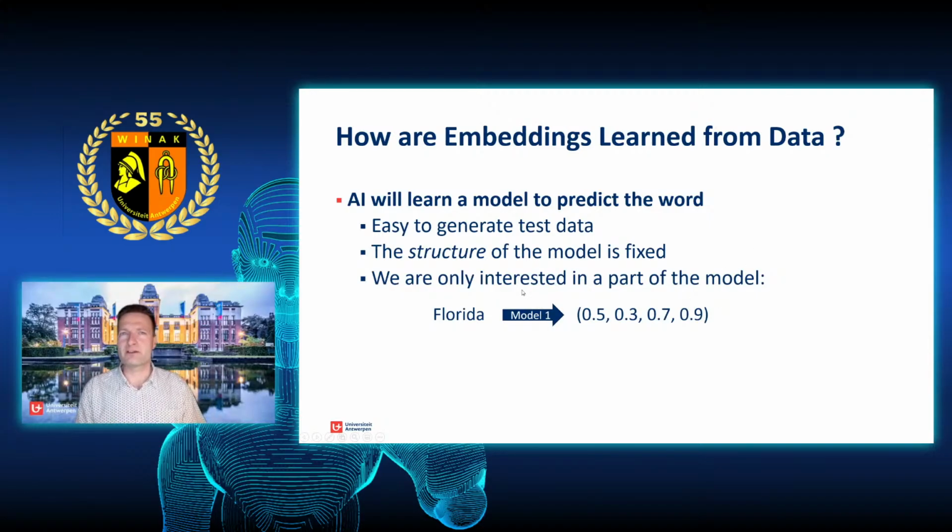We are only interested in a part of the model. So we are training the AI. It's like when we are training students. Sometimes we do some fun exercise, but we want them to learn something, and here it is the same. Here we want the AI to learn a model that puts words into vectors.